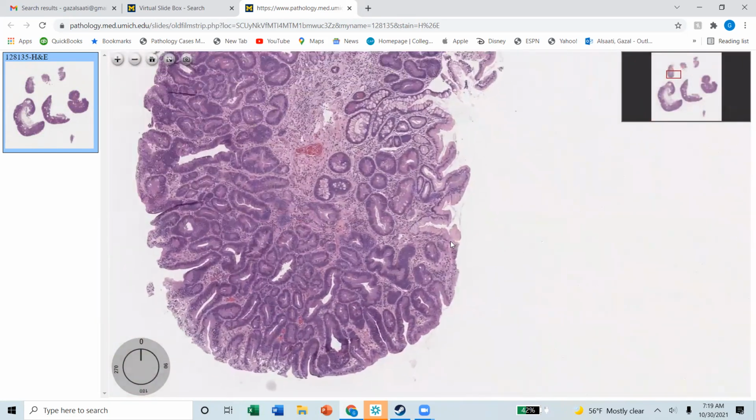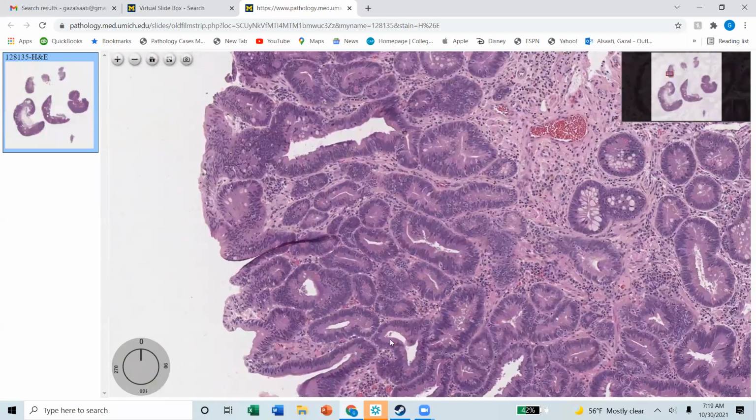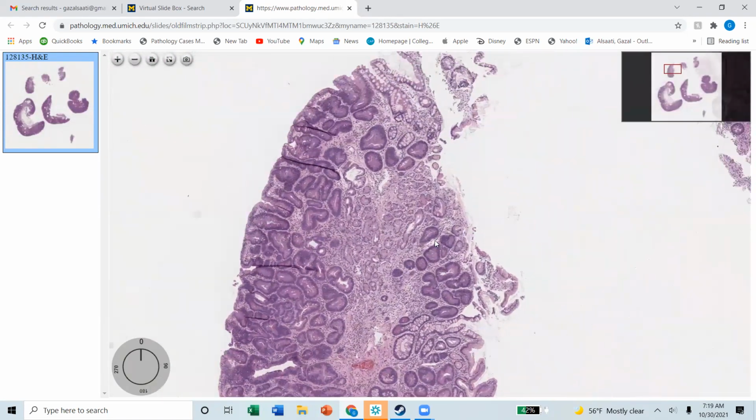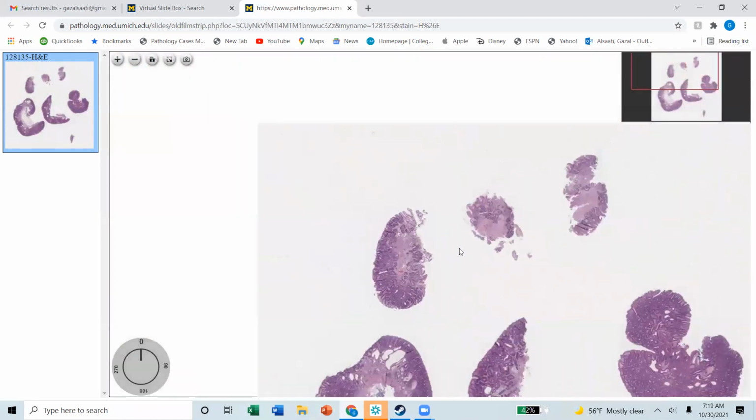Very important to make sure you don't have high grade. So you go closely and you kind of screen your epithelium. If you have suspicion, do not hesitate to go ahead and do a level.